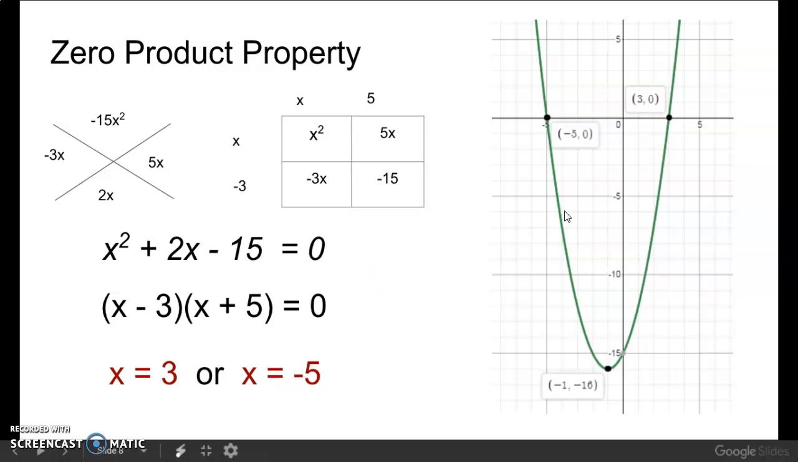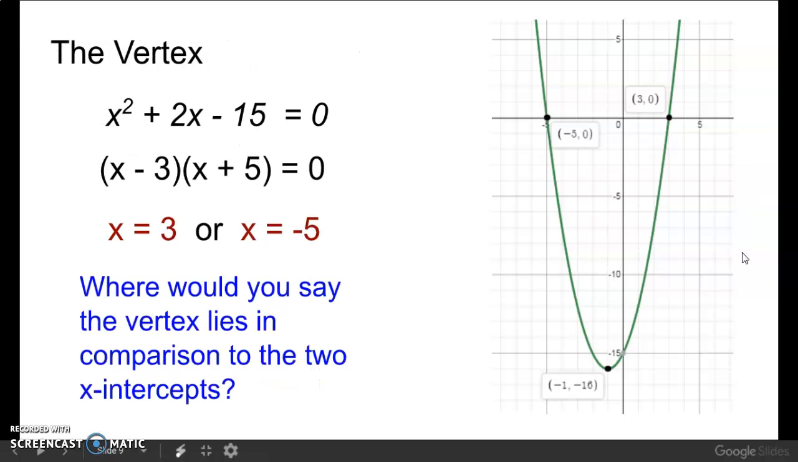I just chose to graph this one first so we could see the pattern. All right, let's take a look at the vertex then. Where would you say the vertex lies in comparison to the two x-intercepts? Well, if you said it's right smack dab in the middle, you would be right.